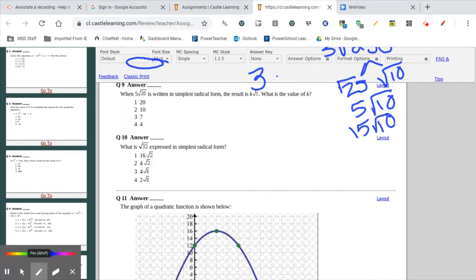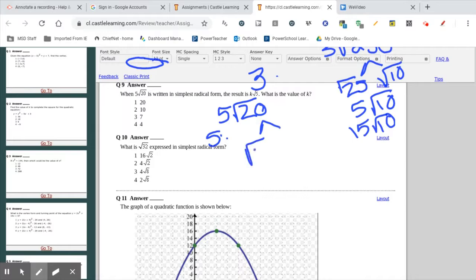Alrighty. Number 9. When 5 radical 20 is written in simplest radical form, the result is k radical 5. What is the value of k? So again, similar to the other ones, we need to simplify the radical. So 5 radical 20, let the 5 hang out on the side, simplify the square root of 20, we have 4 and 5. So 5 times the square root of 4 is 2, times radical 5, and we get 10 square root 5. Now they just want to know what the value of k is.